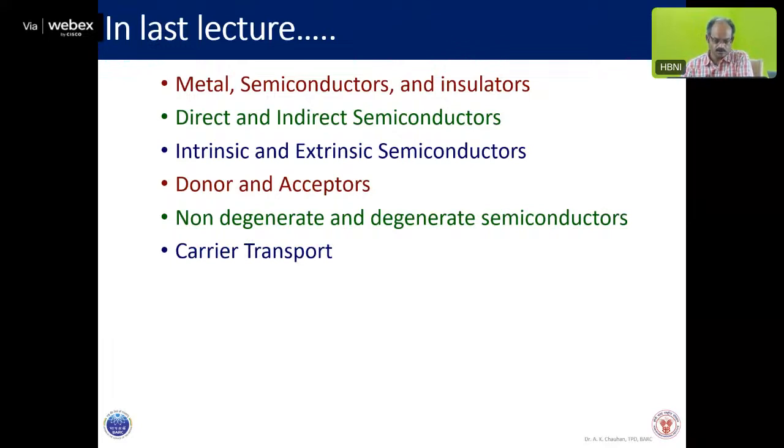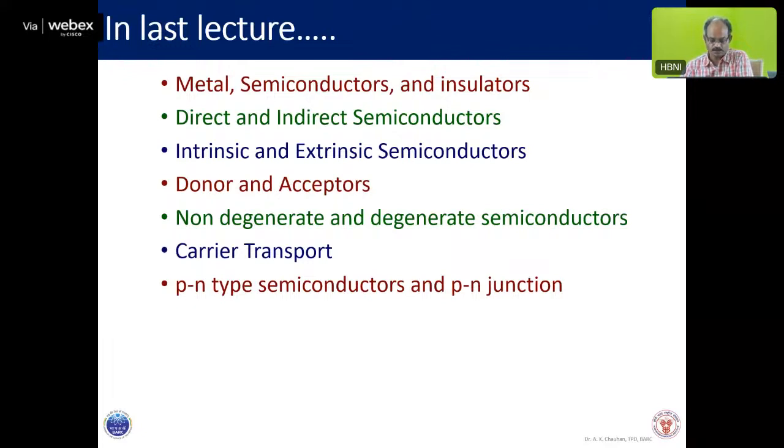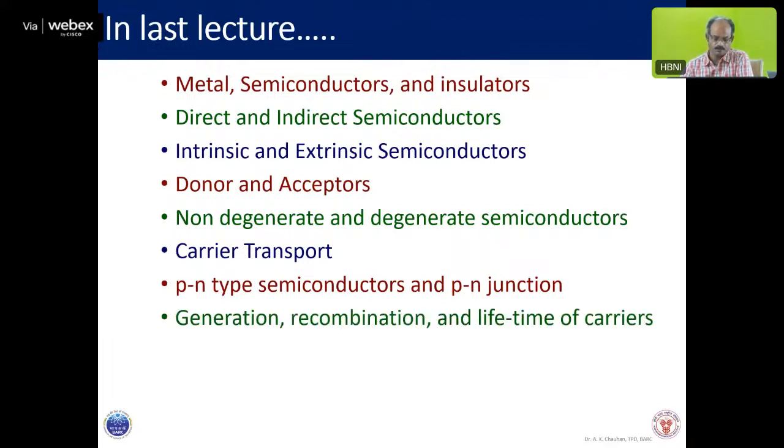Then a different carrier transport mechanism we saw in brief. Then we saw PN type semiconductors. What are P-type semiconductors? What are N-type semiconductors? And then we saw what happens when we join them together and form a PN junction. This actually is useful in solar cells also. So we will see once again the PN junction today.